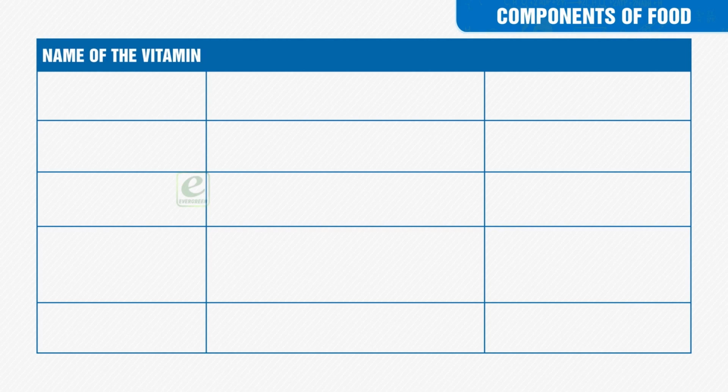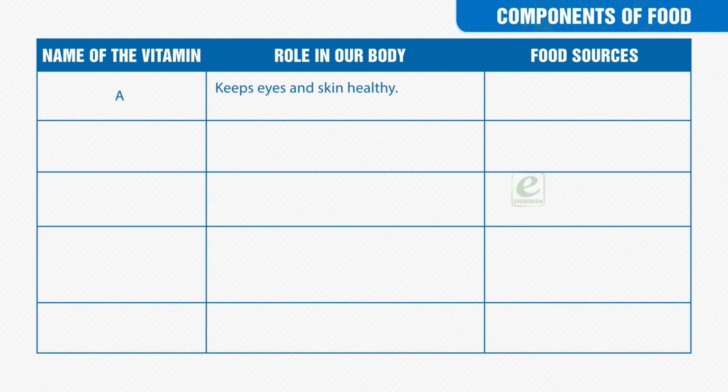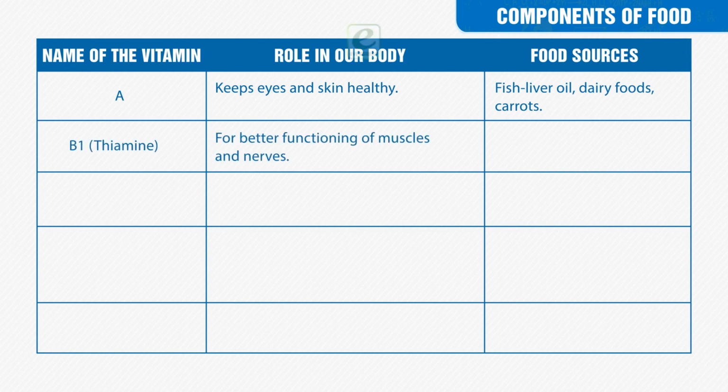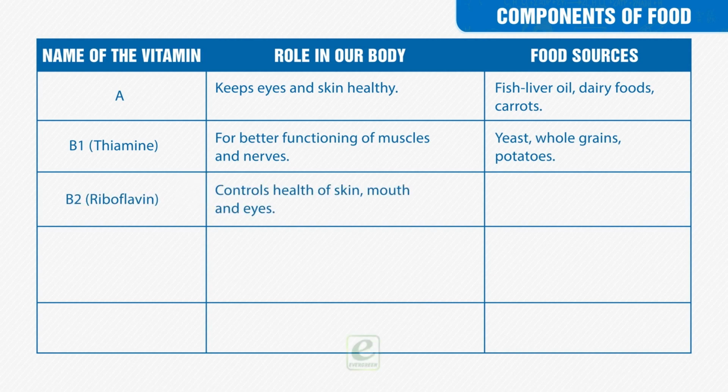Name of the vitamin, role in our body, food source. A. Keeps eyes and skin healthy. Fish, liver oil, dairy foods, carrots. B1. Thiamine, for better functioning of muscles and nerves. Yeast, whole grains, potatoes. B2. Riboflavin, controls health of skin, mouth, and eyes. Yeast, dairy foods, green vegetables.